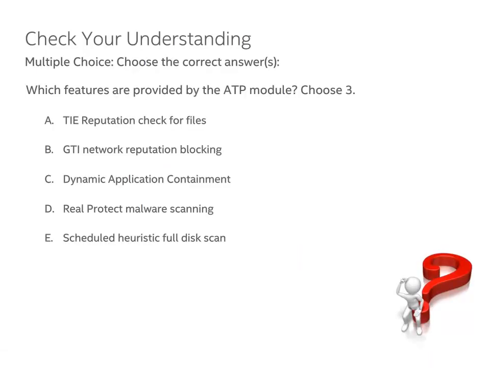Check your understanding, multiple choice. Choose the correct answers. Which features are provided by the ATP module? Choose 3. Is it A, TIE reputation checks for files? B, GTI network reputation blocking? C, dynamic application containment? D, Real Protect malware scanning? And E, scheduled heuristic full disk scan. If you selected A, C, and D, you are correct.